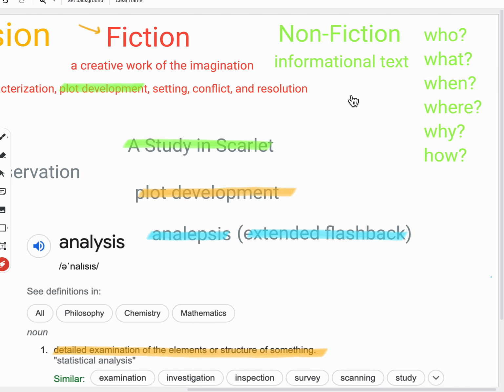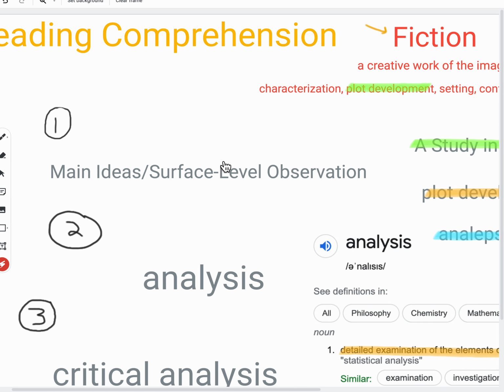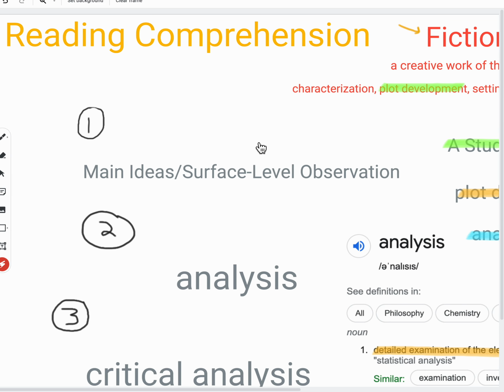Or if we're reading nonfiction material, we can annotate for these questions that the authors have already embedded into their writing, because good writers do not leave any questions to be asked. They do not leave any stone unturned, so to speak. And this is really what we're looking at as we move through our reading comprehension passages.